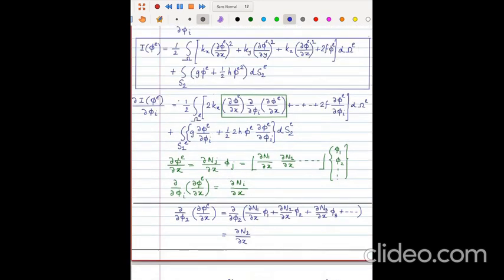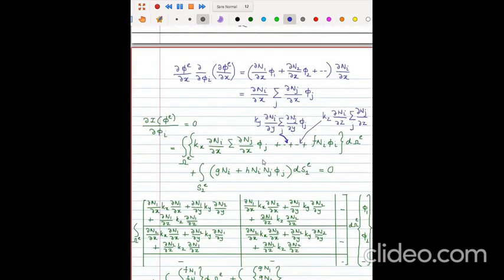So here g Ni, and here twice h phi, this is Nj phi j, and again Ni. So Ni Nj phi j. So here summation is there. So here you just put a summation sign. Here you put a summation over j.